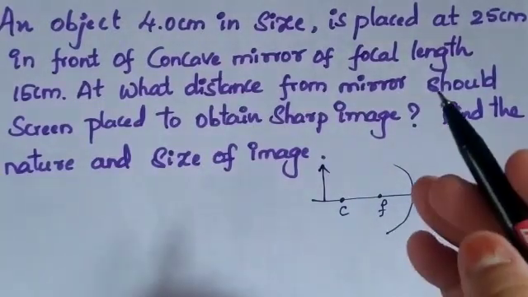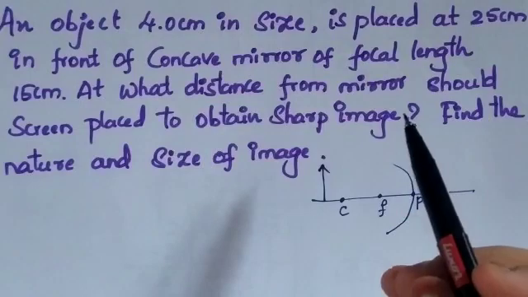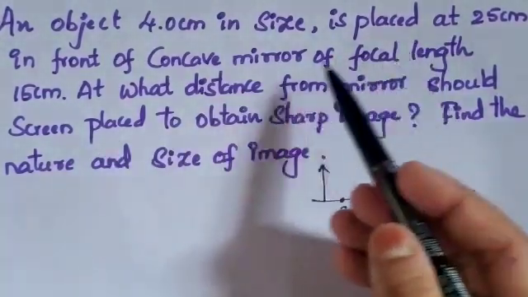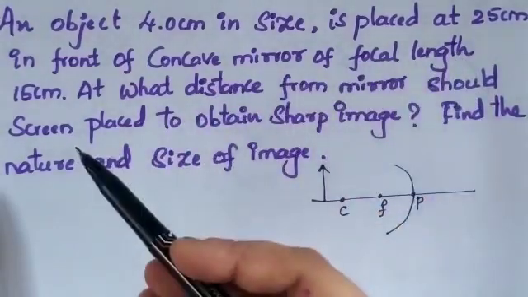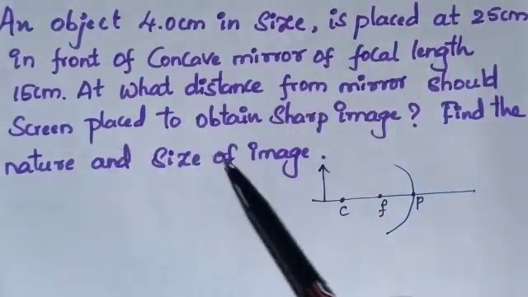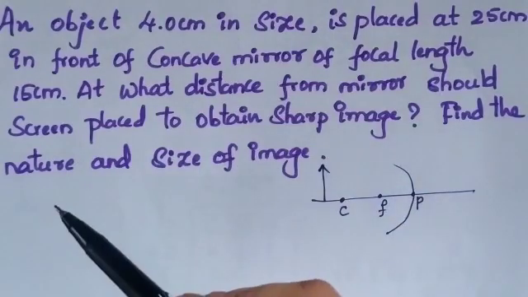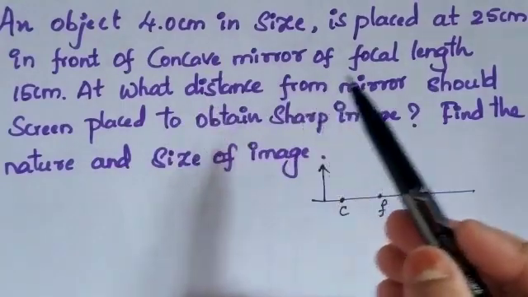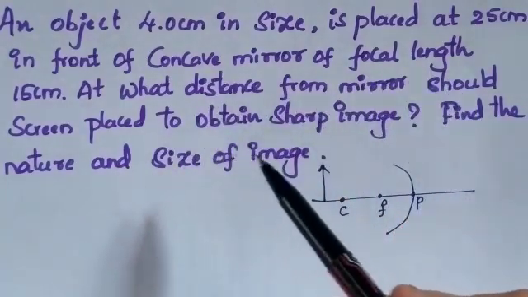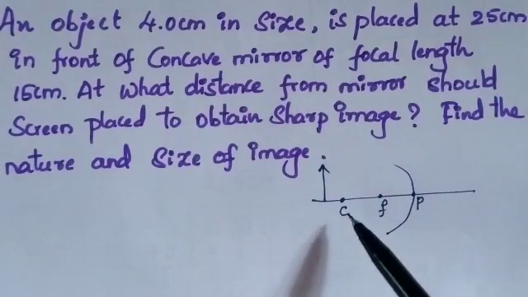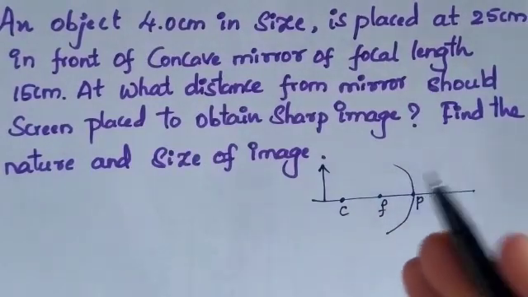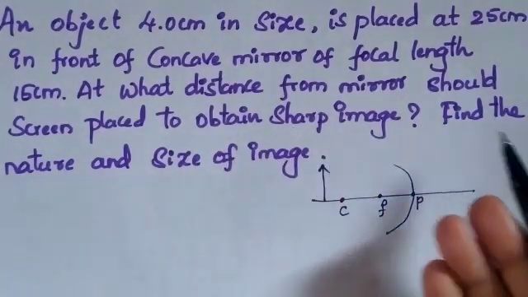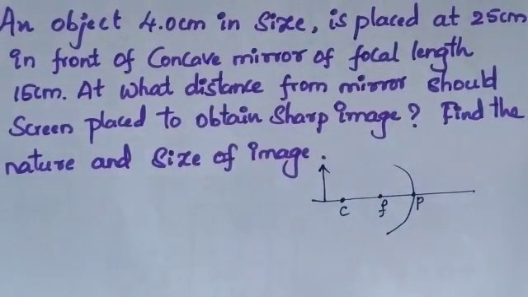That means the U value is given, that is, the object distance is given as 25 centimeter. And the concave mirror of focal length 15 centimeter is given. Concave mirror focal length means you are going to take it as negative 15 centimeter. At what distance from the mirror should the screen be placed? So at what distance is the image forming, so that you can place a screen there to obtain a sharp image? Find the nature and size of the image.